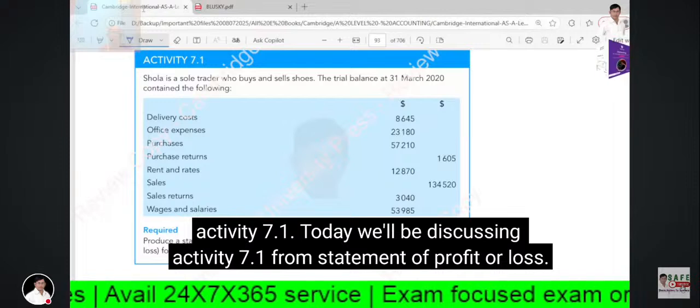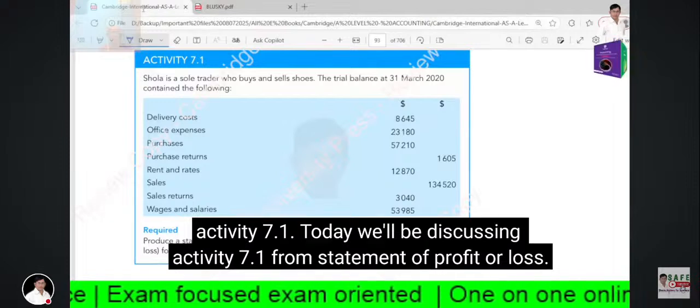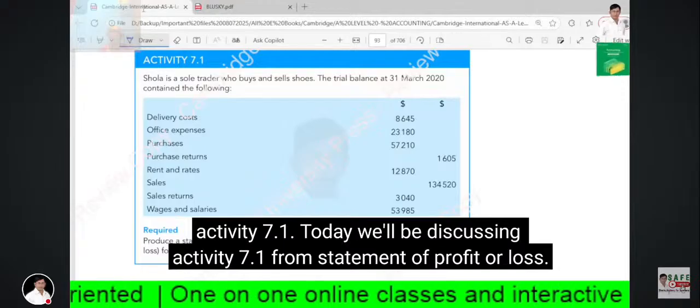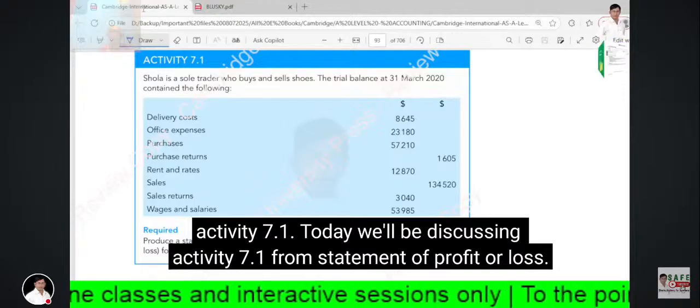So activity 7.1. Today we'll be discussing activity 7.1 from statement of profit or loss.